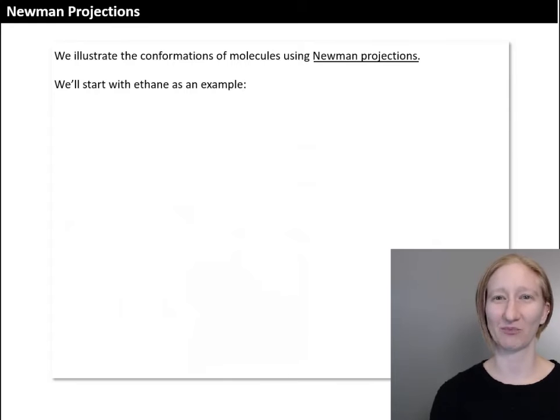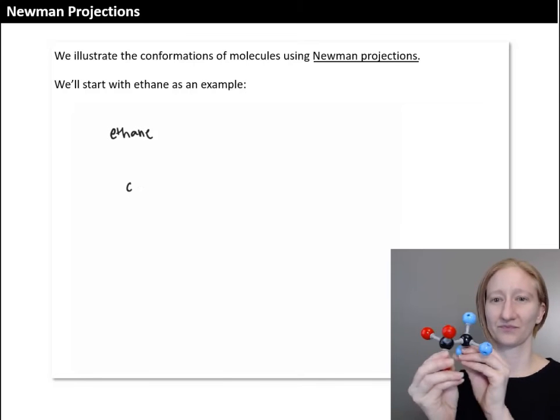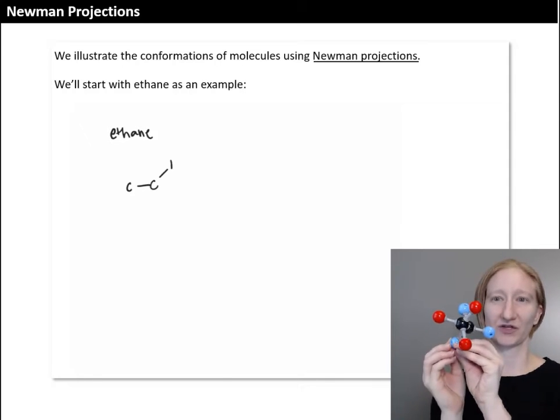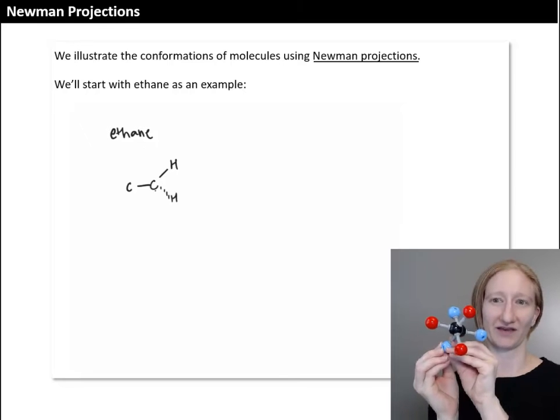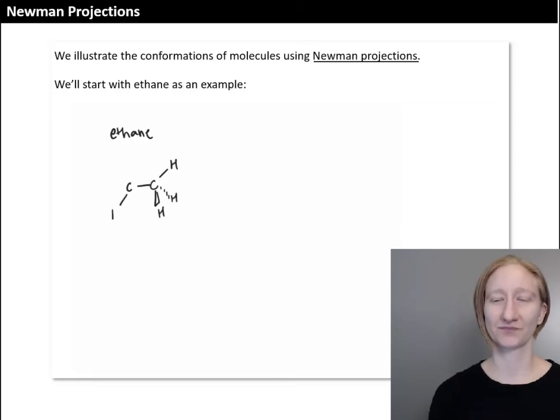I'll use ethane as an example to show you what a Newman projection is. When we draw a Newman projection, we imagine that we're looking down a carbon-carbon single bond of ethane. And I'll use this color-coded ethane that will match with the structure that we're looking at on the screen. To depict looking down a carbon-carbon bond, we draw a little eye on one side of the molecule. And that's what this blue thing is. This is an eye looking down the bond from the left carbon to the right carbon.